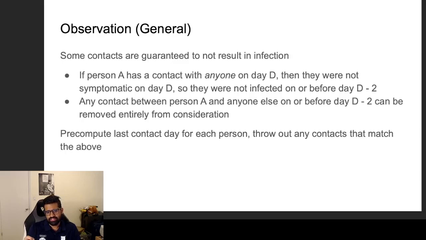So, one observation is that some contacts are guaranteed to not actually result in any kind of transmission. If a person A has contact with somebody on day D, we know they could not have become infected on day D minus 2 or before. And that's because 2 days after a person gets infected, they quarantine, they isolate, so they won't have any more meetings. Therefore, for each person, we only need to consider at most 2 days of contacts, and we can just remove all contacts that aren't within a day of the person's last contact. So this helps. Now, every contact that we consider after this pruning could potentially result in infection.